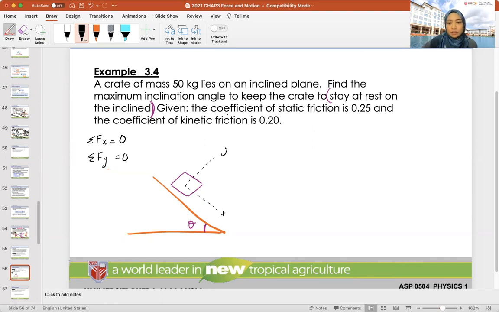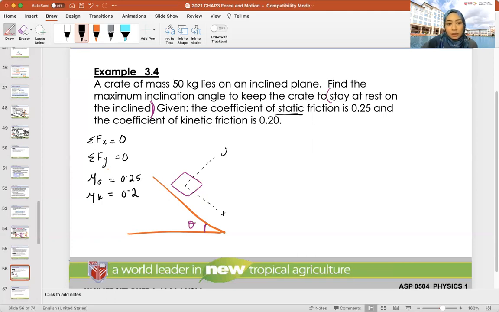So given the coefficient of static friction is 0.25. So what is coefficient of static friction? We have mu. It's called mu s. If it's coefficient of kinetic friction, it is mu k. So this is mu s 0.25. And the coefficient of kinetic friction is 0.2. Okay, which one should we use for this? Static, because it is at rest, right? Thank you. So we need to use mu s, even though they've given us both. You don't have to use all the information. Sometimes it's just to trick you guys, okay?